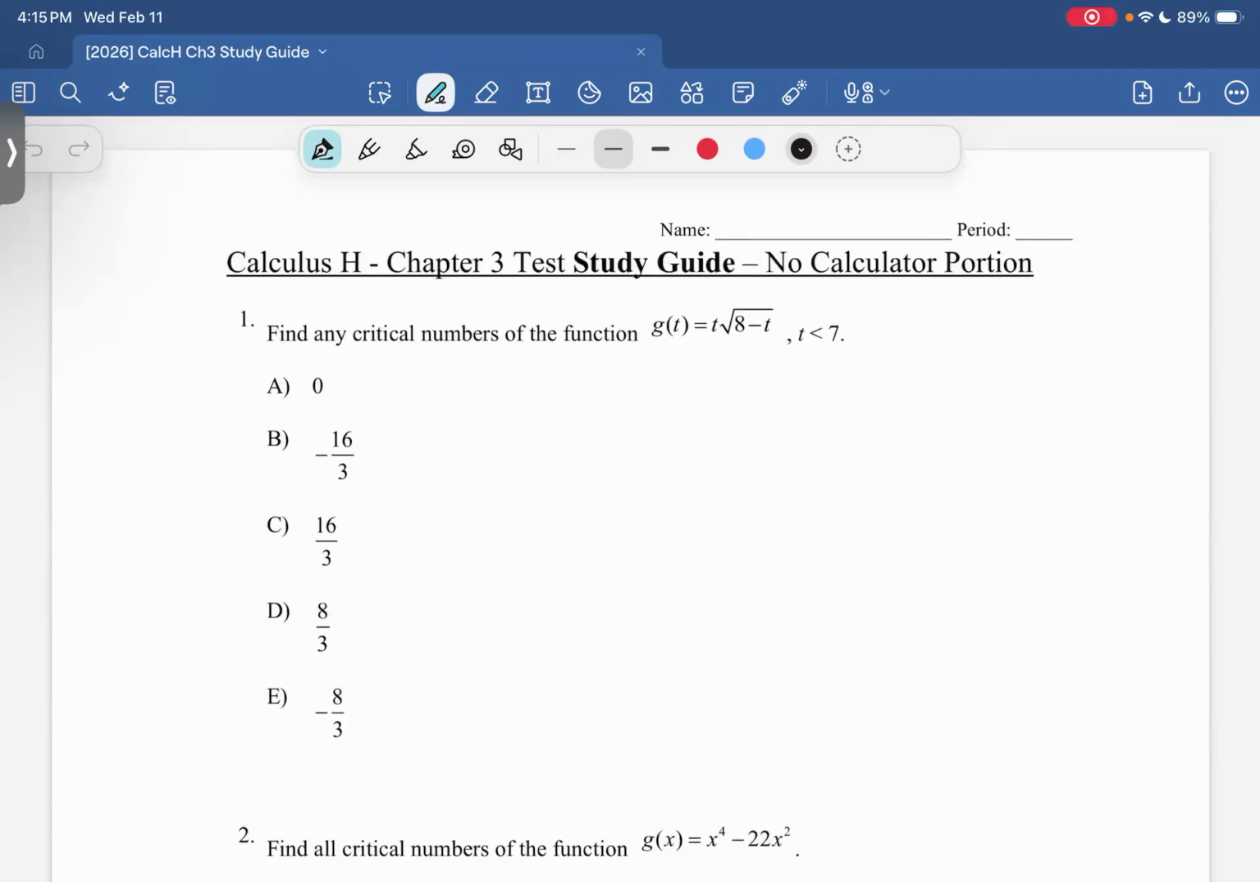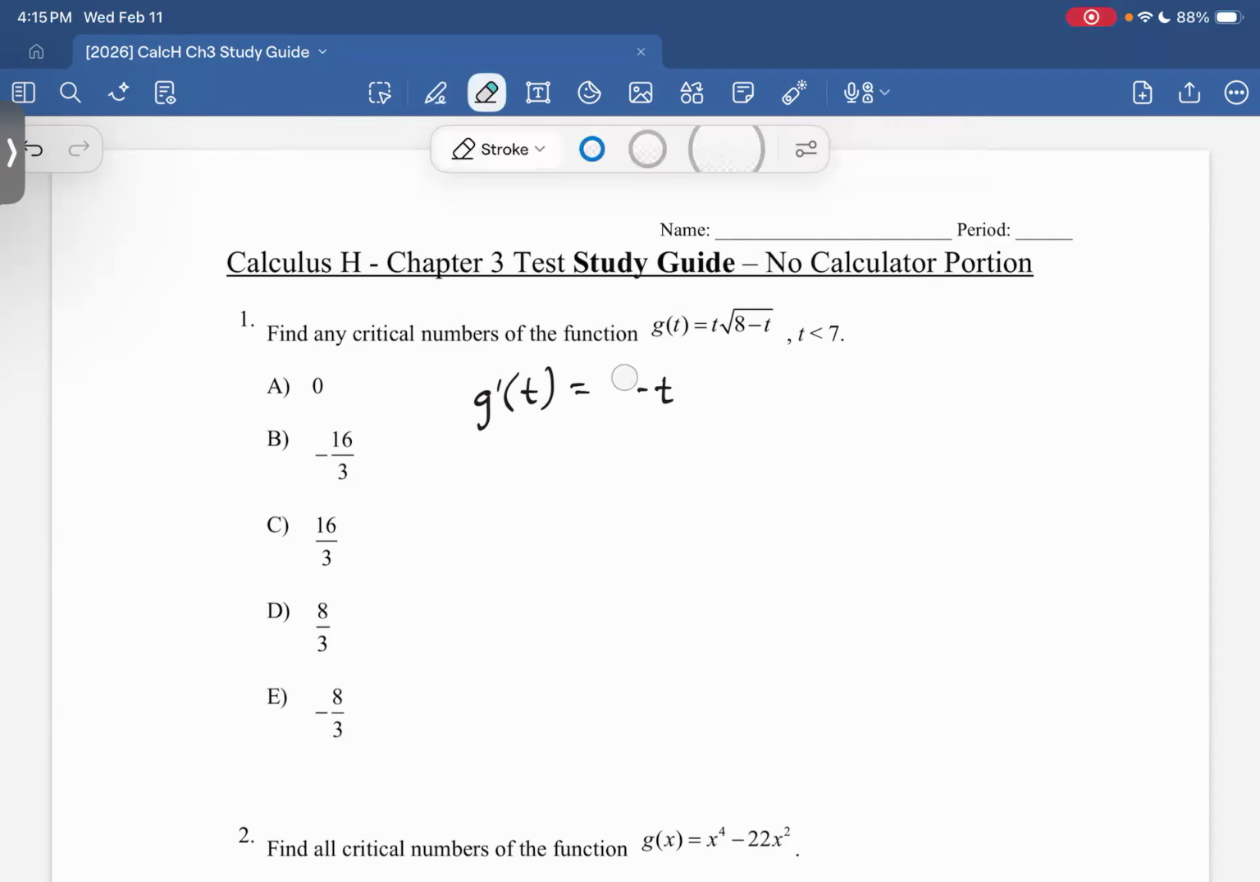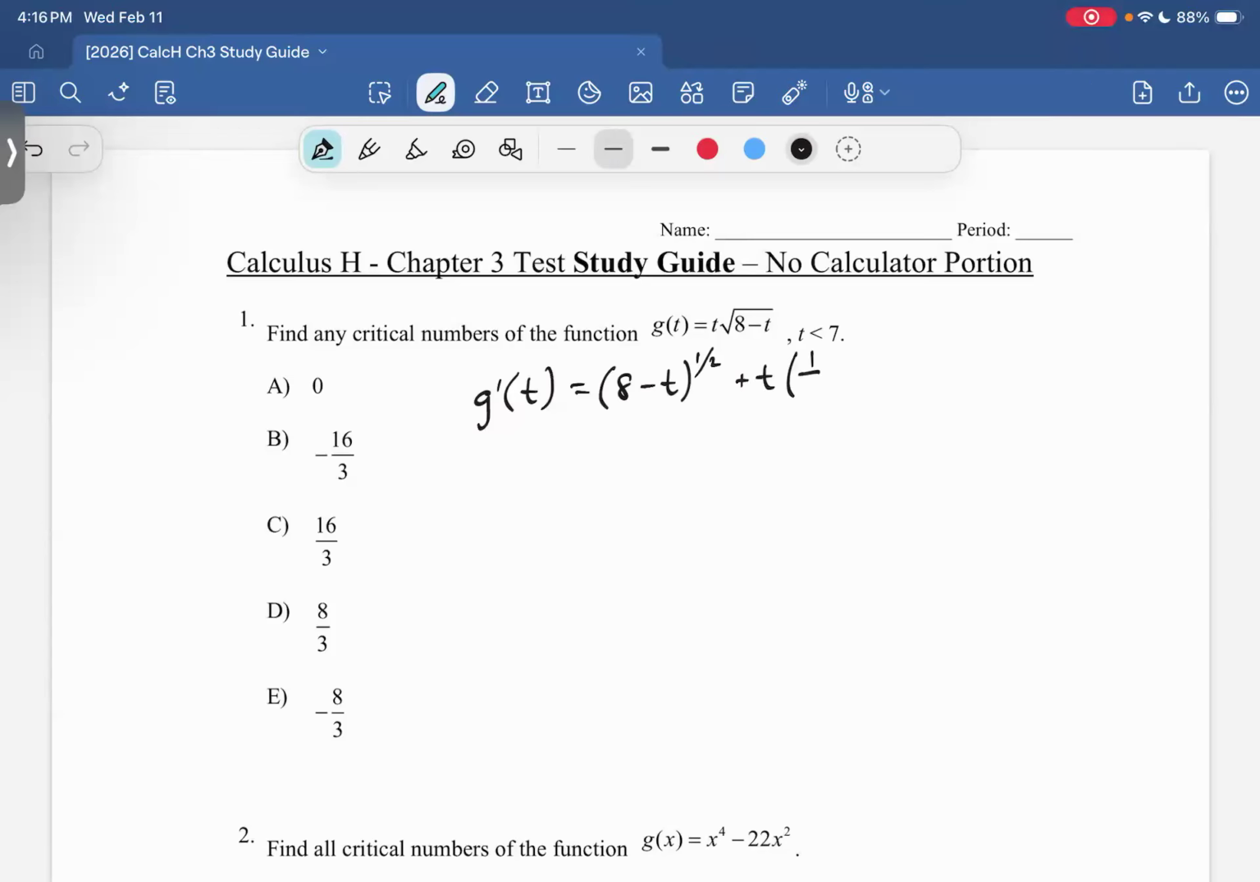Okay, so critical numbers of this function, right? Critical numbers mean that we have to find the derivative and set the derivative equal to 0 and then solve for t. So the derivative here, we're going to use product rule. Derivative of t is 1, so that leaves us with 8 minus t. I'm going to write it like this, 8 minus t to the 1/2. Then if I differentiate that term, I have t times 1/2 times 8 minus t to the negative half.